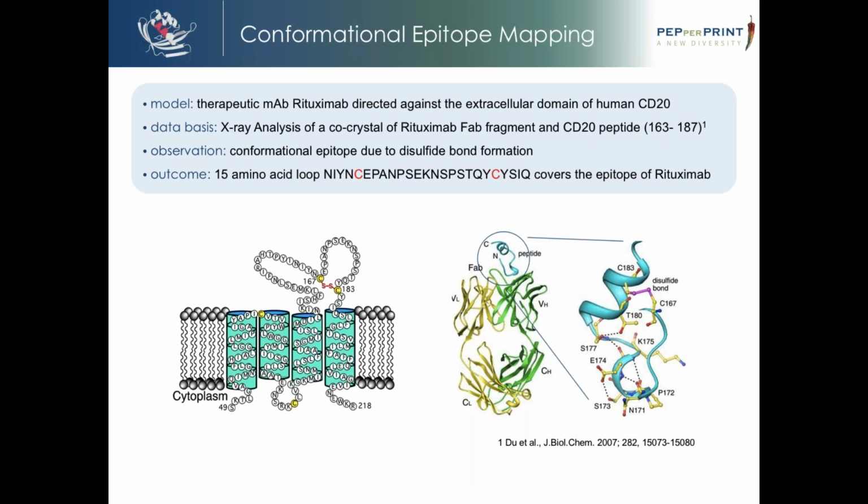So far we talked about linear epitope mapping, but we also developed a method for conformational epitope mapping that was benchmarked with rituximab, a therapeutic anti-CD20 antibody. Rituximab binds a conformational epitope of an extracellular 15 amino acid CD20 loop between amino acids 167 and 183, with E, S, N, and P in the binding pocket of the antibody, as shown by the crystal structure analysis, which was published in 2007 in the Journal of Biological Chemistry.